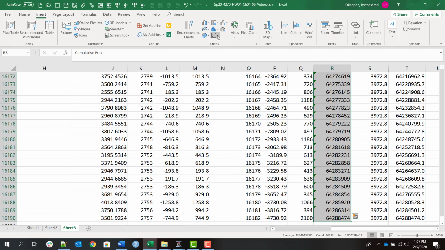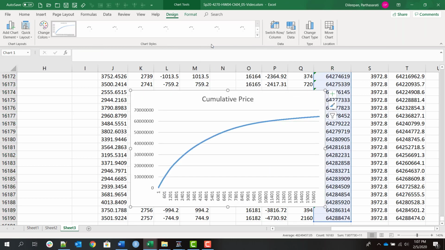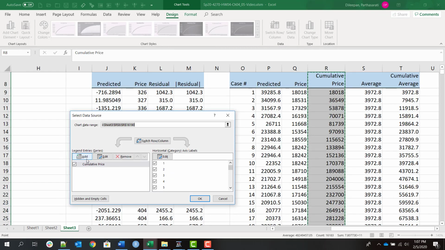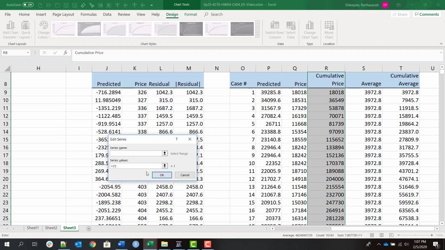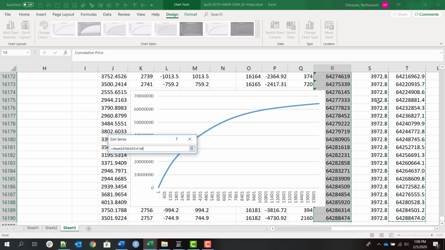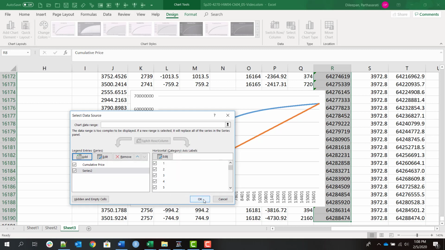insert. We can do a line graph or scatter plot. Either way will work. So let me do a line graph. That's your cumulative price. Okay, and then go to select data, and you add the next one, which is we're going to compare that against the cumulative of the average. Okay, and there you have it.